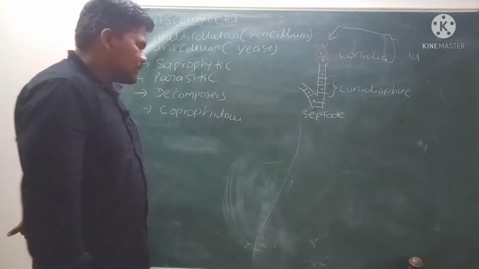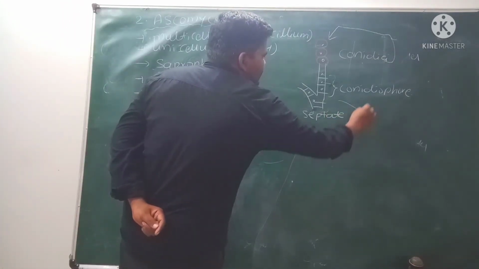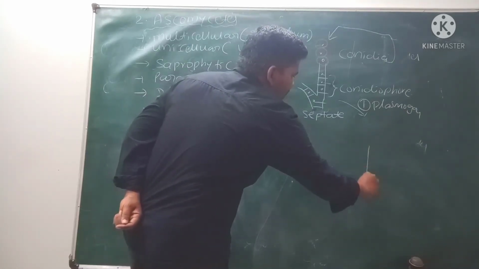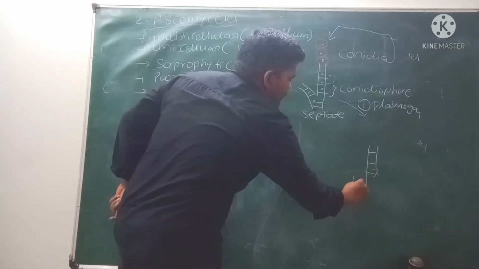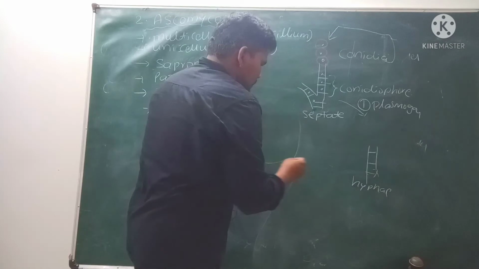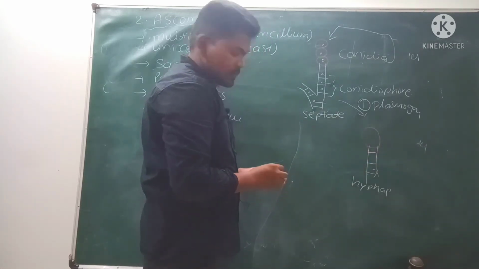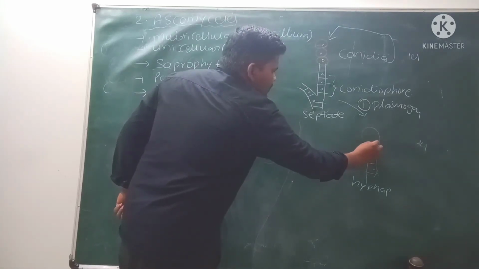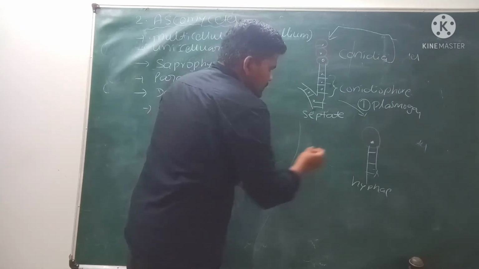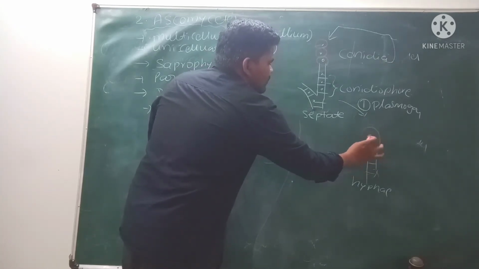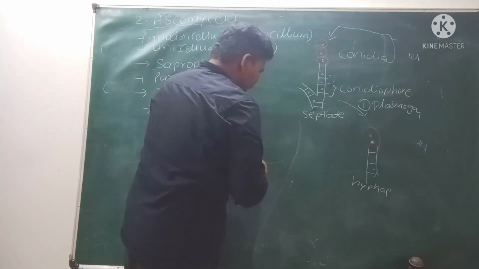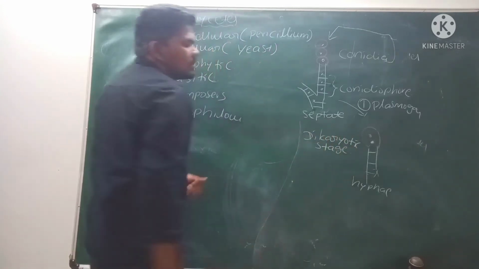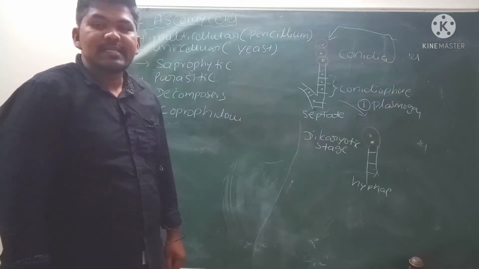Then if you observe the sexual reproduction, the first step, which we already know, is plasmogamy. In plasmogamy we can see the fusion of 2 cells. This is the hyphae and this is another cell. Cells which belong to 2 different strains combine together, which leads to the formation of the dikaryotic stage. Both cells are fused together, leading to the dikaryotic stage.